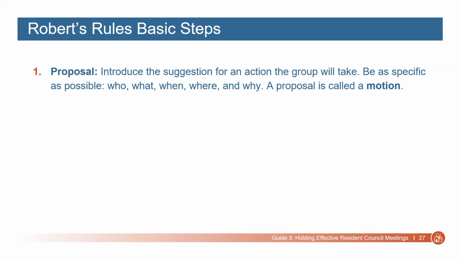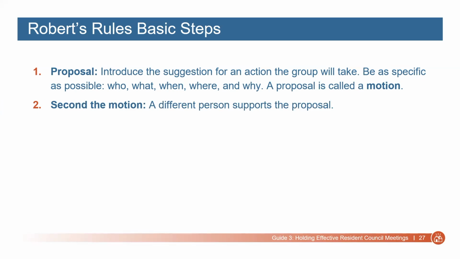First, decision making with Robert's rules starts with a proposal. A participant moves or introduces the suggestion for a decision or action that the group will take. The proposal should be as specific as possible and say who, what, where, when, and why. This proposal is also called a motion. Step 2. A different participant seconds the motion, meaning they support the proposal. If there is no second, the group moves on to something else because there is no support for the proposal.